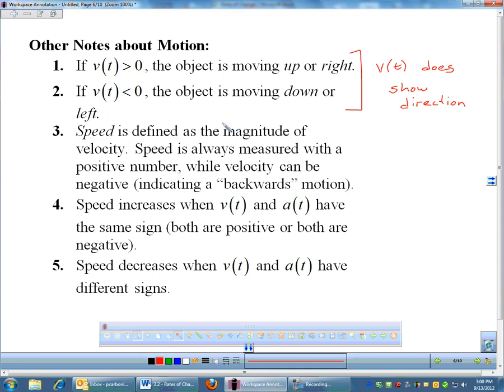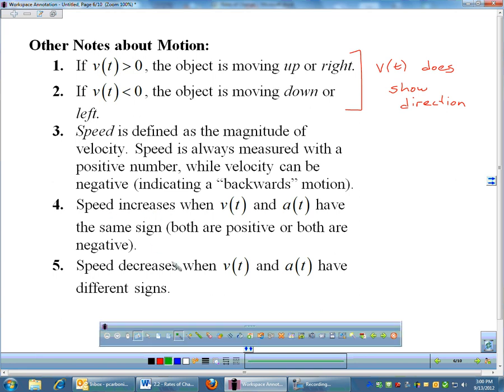So when you talk about speed, it is the magnitude of velocity. It's always measured with a positive number, while velocity can be negative, which indicates a backwards motion, be it left or down. Speed is one of the things that's a little bit confusing when we talk about whether an object is speeding up or slowing down. A lot of people want to look only at acceleration, but if an object is speeding up, it's actually a combination of velocity and acceleration.